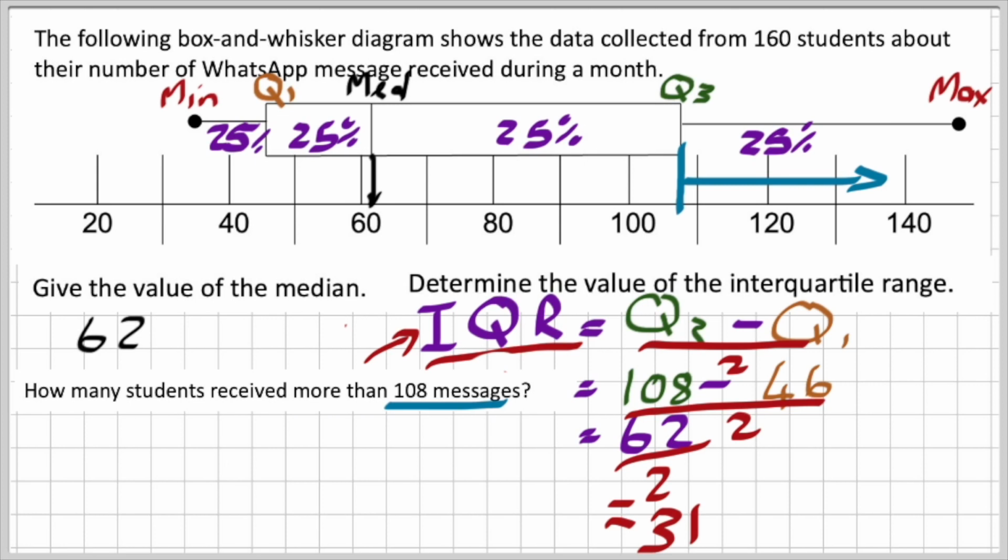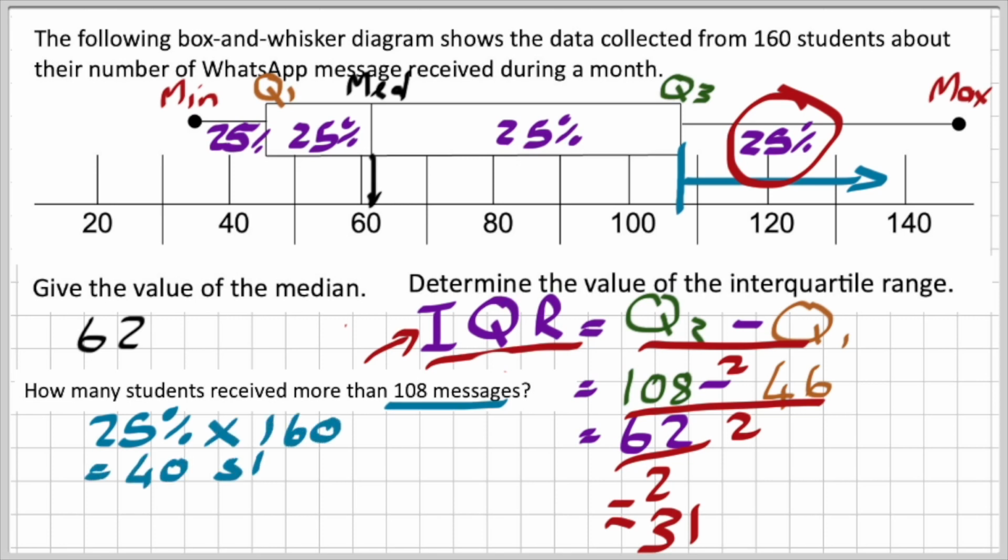So what percentage actually did go above 108 messages? Well, 25%. That is above 108. But I didn't ask you for percentage, I asked you for how many students. So how many students took part in this? 160. Therefore, 25% of the 160 students that took part in this received more than 108 messages during the month. As simple and as easy as this.